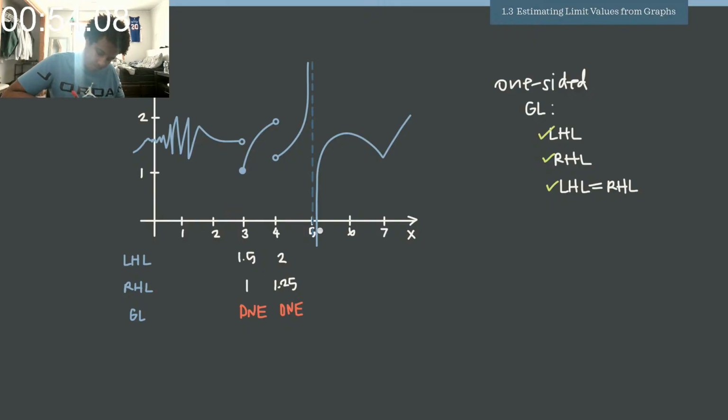At x equals 5, we have a vertical asymptote, so we have an infinite discontinuity or discontinuity at the vertical asymptote. Technically when we have an infinite limit, we say that the limit does not exist or that there's no limit, because a limit of positive or negative infinity is not a real number, and in order for a limit to exist, it needs to be a real number.